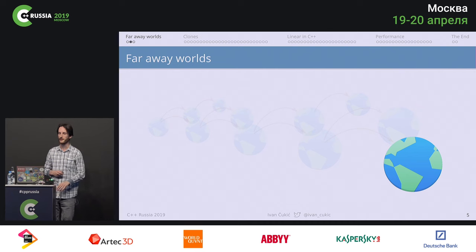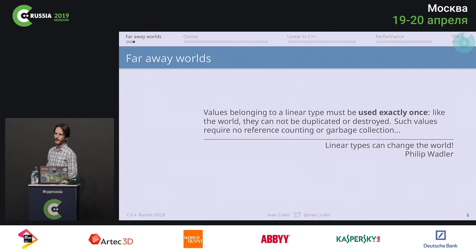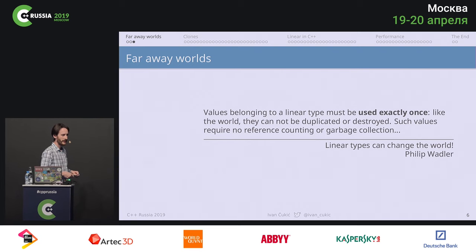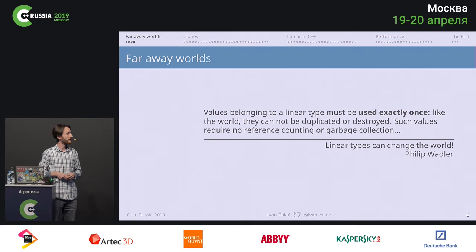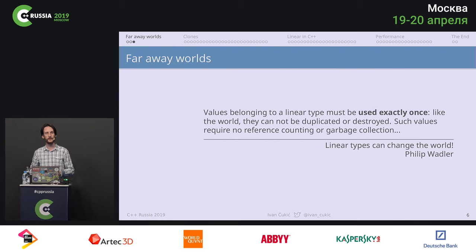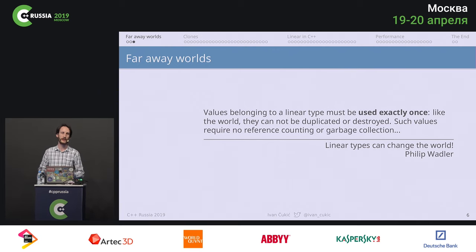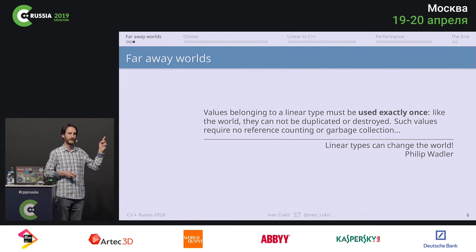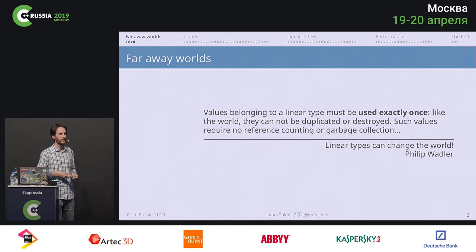But usually, when we want to change the world, we want to live in the changed world and not have a copy somewhere else. So the same guy, the Lambda Man, wrote a really nice paper about a thing that he called linear types. The idea of a linear type is that if you have a value of said type, you can use it exactly once.